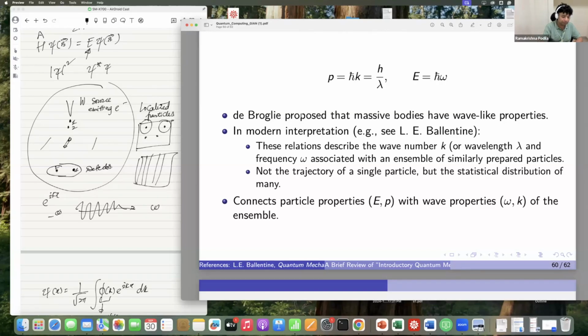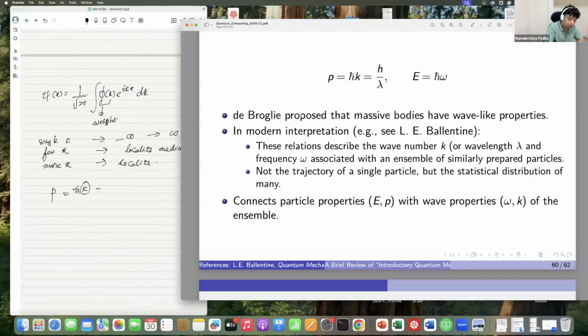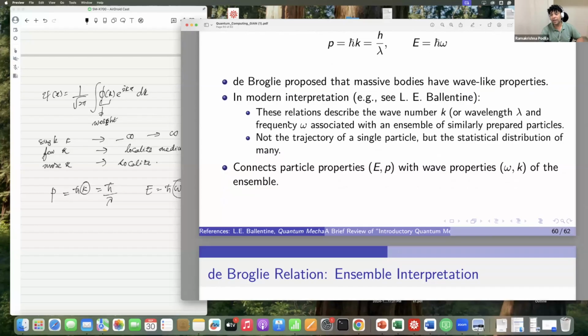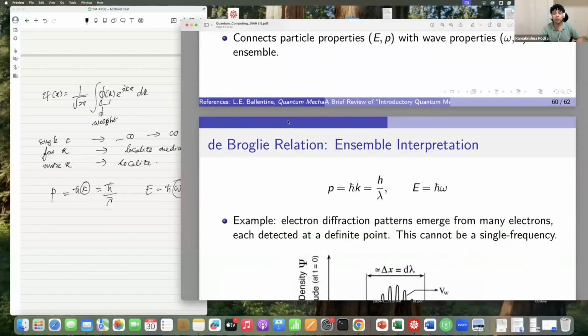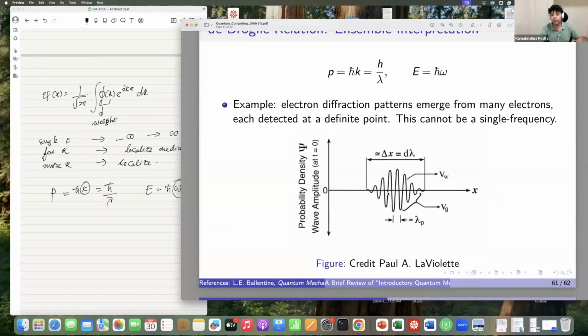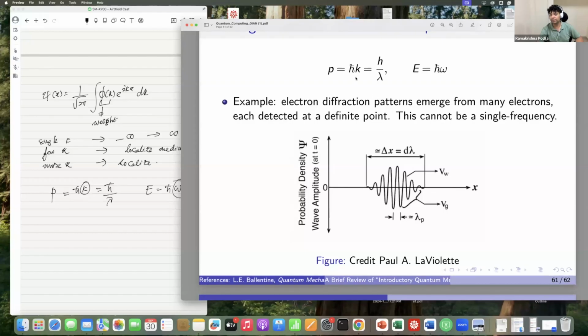The de Broglie relationship relates a wave vector or wavelength to momentum, and energy, E equals h bar omega. These are averages that are coming out of the ensemble measurement. It is not that a single particle has a single wavelength, right? And so if I look at the wave packet, you cannot make a wave packet for a localized particle with just one momentum, right?